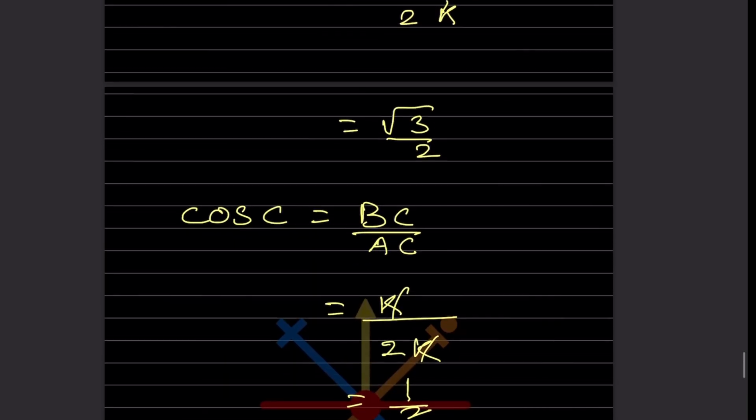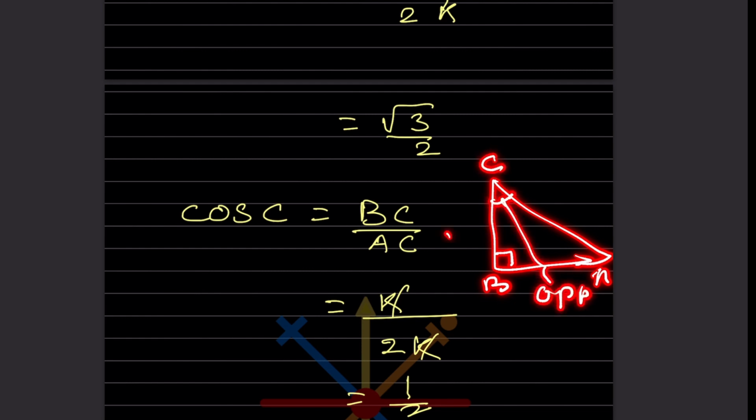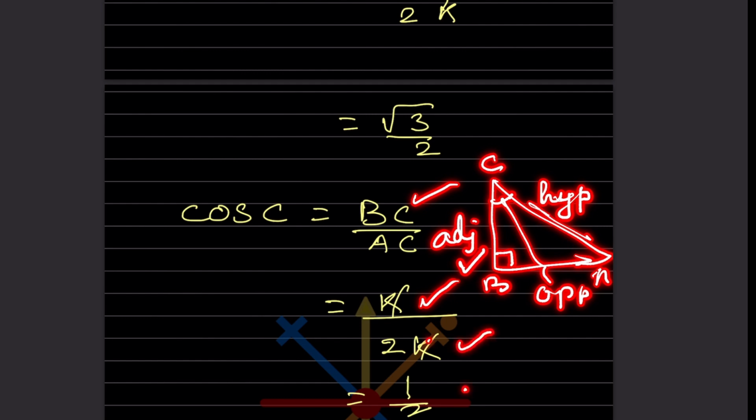Now let us see for cos C. Cos C means, again, look at here. This is our B, this is A and this is C. This is the opposite side, this is the adjacent side and this is the hypotenuse. Cos is adjacent by hypotenuse. Adjacent means BC, hypotenuse is AC. What did we get as the value before for BC? We got K and AC as 2K. So that is 1 by this and this gets cancelled. That is going to be 1 by 2.